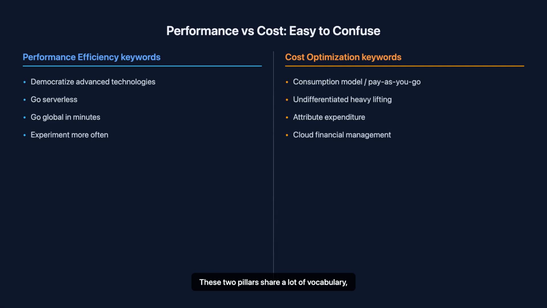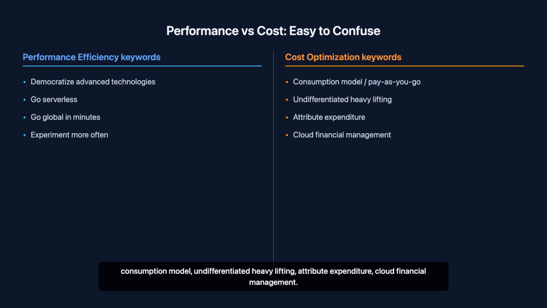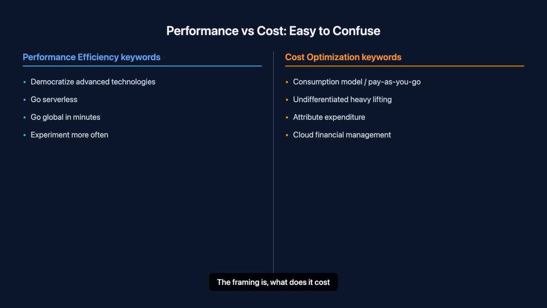These 2 pillars share a lot of vocabulary, so candidates mix them up. Here's the cleanest separation. Performance efficiency keywords lean toward capability: democratize advanced technologies, go serverless, go global in minutes, experiment more often. The framing is, what can you build? Cost optimization keywords lean toward value: consumption model, undifferentiated heavy lifting, attribute expenditure, cloud financial management. The framing is, what does it cost and where does that cost land?